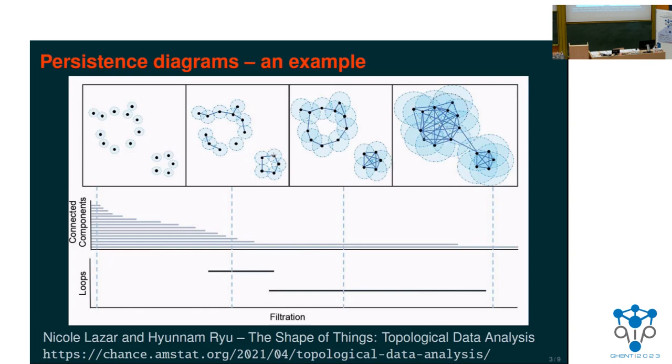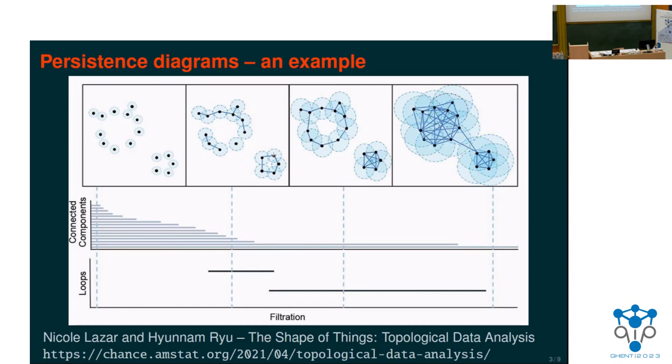And eventually, as you look at bigger and bigger distances, some line segments start to form, and then eventually also a cycle forms. Then a bigger cycle forms, but then the smaller cycle gets filled, and finally everything is together and everything is filled.